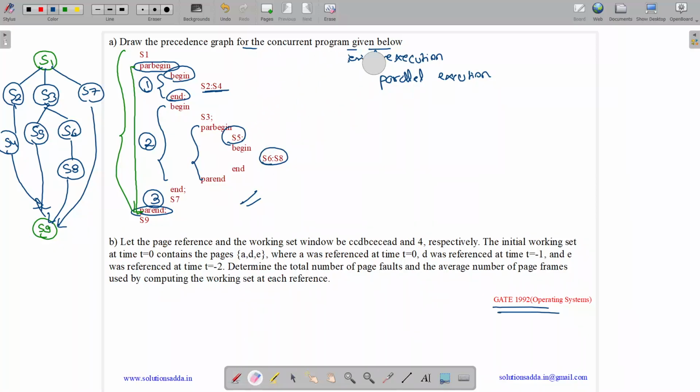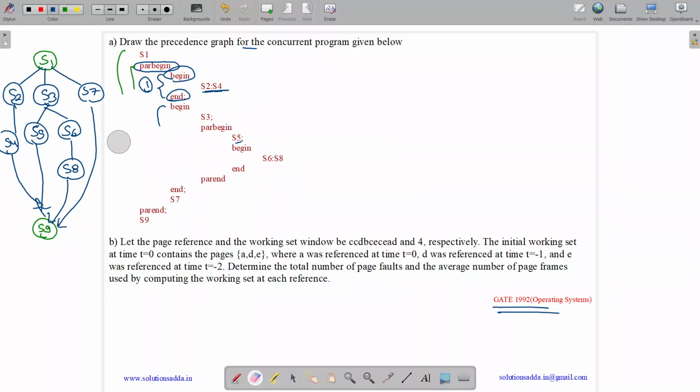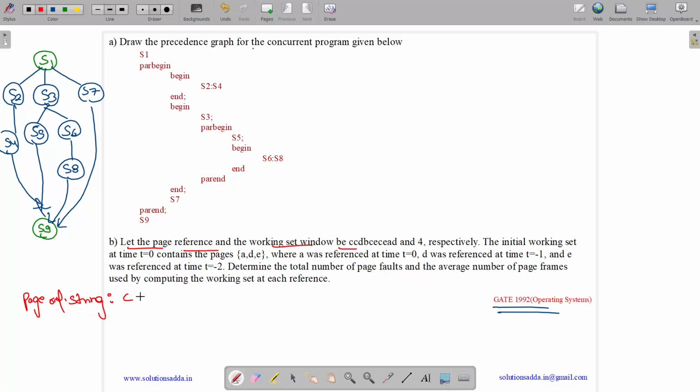Now let us see the second part of the question. Question 2 states: let the page reference and the working set window be given. So we have certain page references, a page reference string. Our string is CCDBCECEAD.